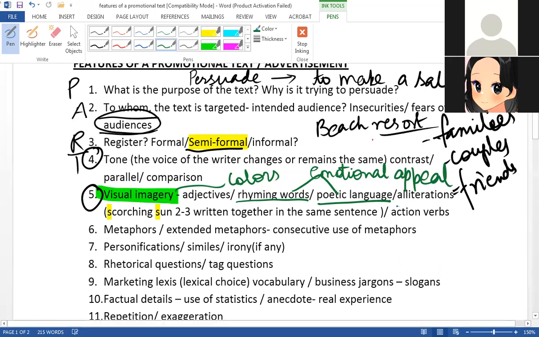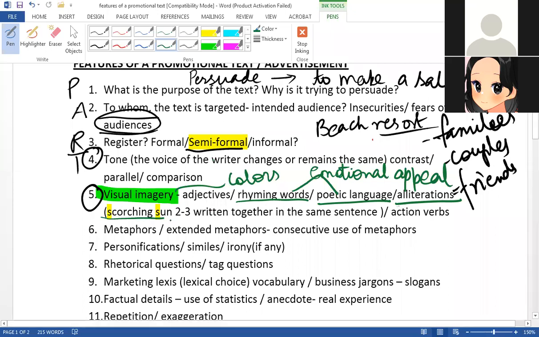Then you have alliterations. I have already talked about it. This is one of the examples of an alliteration: a scorching sun, you're describing a beach, and you don't have to write it down. It will be given to you. You need to identify these features from the text. The purpose. So this list should be in front of you. This document should be in front of you when you are reading an advertisement, any sort of promotional campaign.